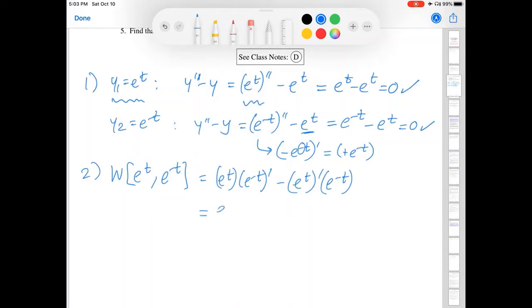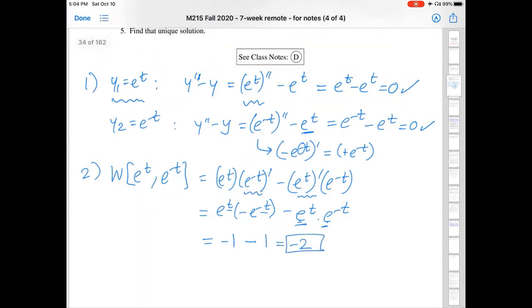The derivative of e to the minus t is negative e to the minus t. And over here, the derivative of e to the t is just e to the t, times e to the minus t. So this gives me negative e to the t minus t, that's 0. e to the 0 is 1, so I just get negative 1. Minus, and then here I get e to the t times e to the minus t, same thing. I have the same base, I add the exponents, t minus t is 0. e to the 0 is 1, so I get negative 2. So this is my Wronskian. Okay, so that's part 2.